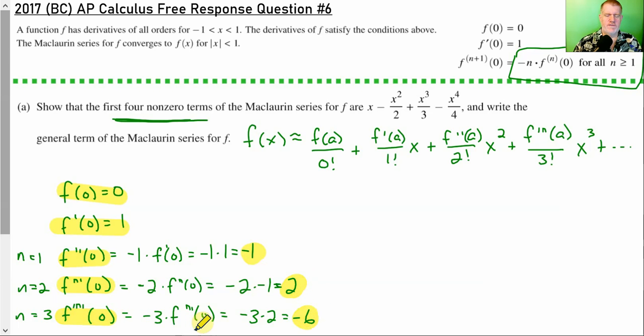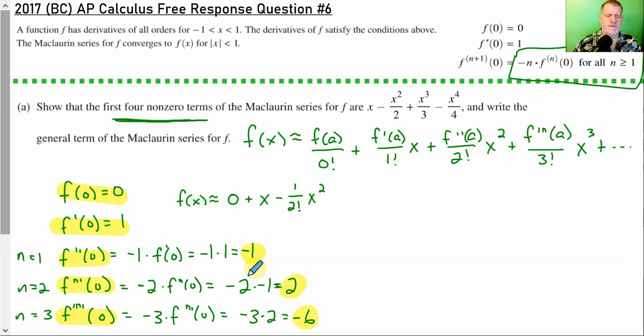All right, let's use that information and put it all together and fill out our Maclaurin series. So f of x is going to be approximately f of 0 over 0 factorial. Remember, f of 0 is 0, and 0 factorial is 1, so the first term is 0. The second term, f prime of 0 was 1. It'd be 1 divided by 1 factorial, which is 1, and 1 times x is just x. The next derivative is negative 1. Negative 1 over 2 factorial, x squared.